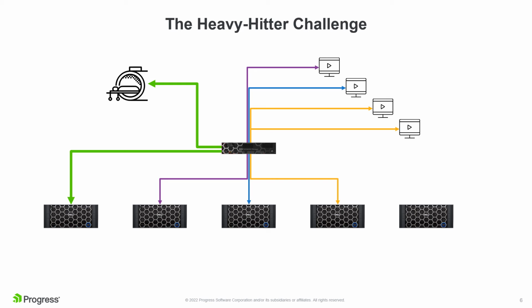ECS Connection Manager can create an affinity between these heavy hitters and a specific storage node, removing the sporadic impacts on other users. No resilience is lost, as should the heavy hitter's preferred storage node fail, ECS Connection Manager will automatically direct traffic to remaining nodes.